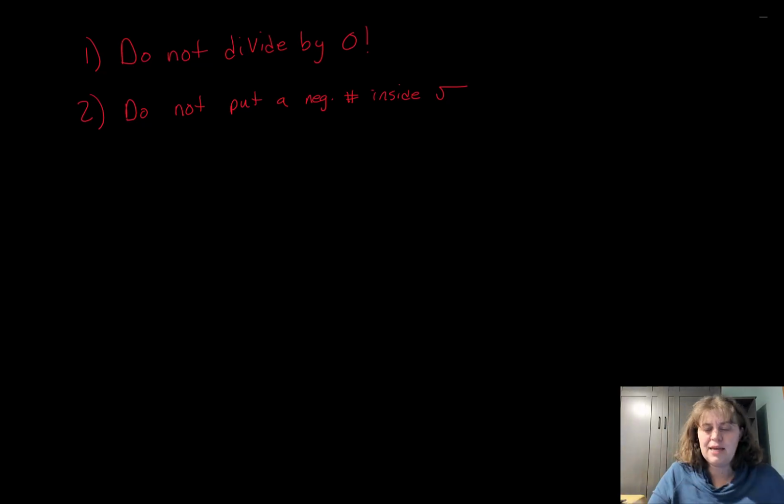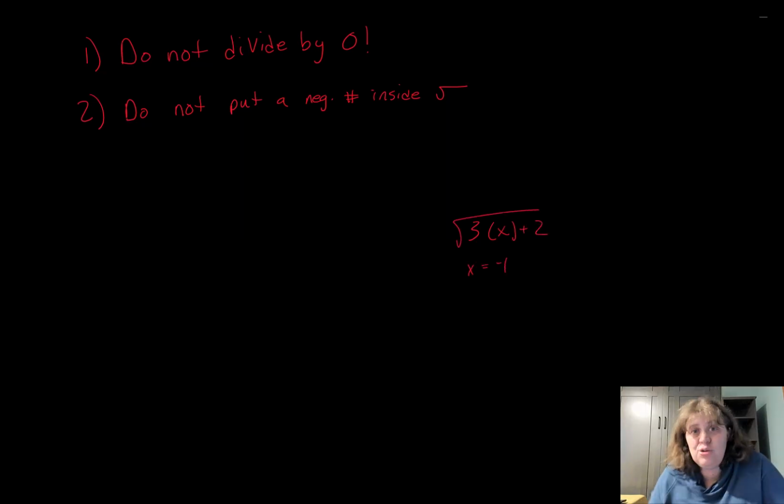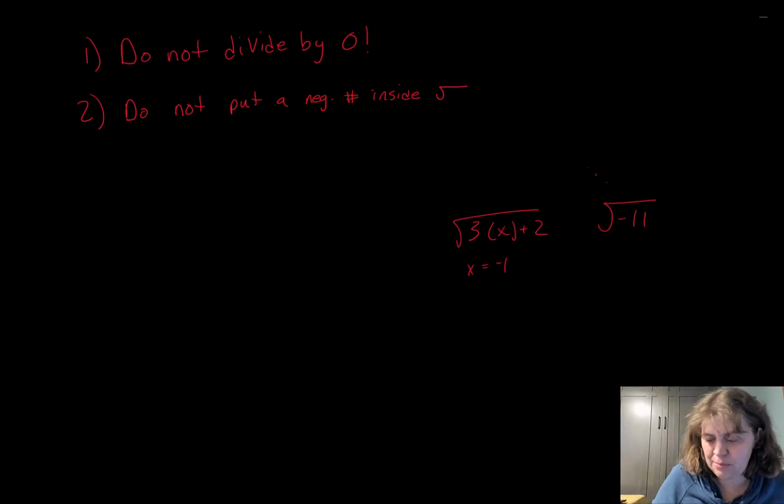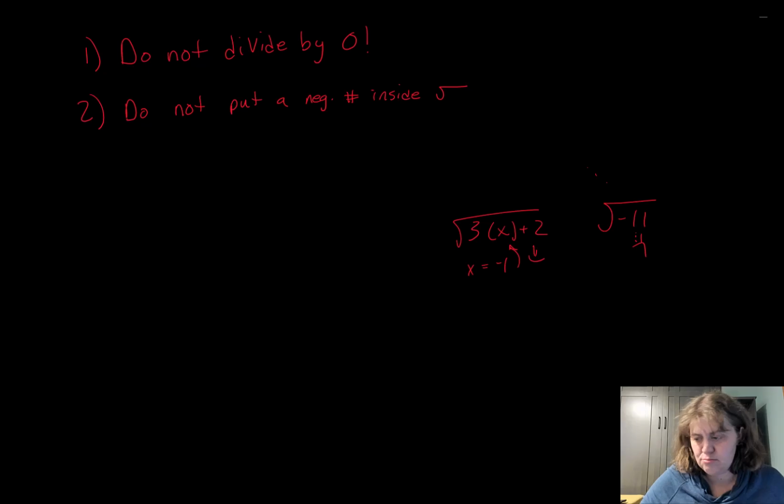Now, that doesn't mean, like on the last test where we had 3x plus 2 square root x equals -1, I can do that. That's fine. It's when I get done simplifying and somehow end up with the square root of -11. That's not okay. So that's kind of what we're talking about. We can put that in here. That's okay. This is not.